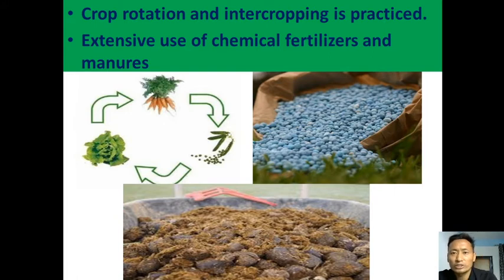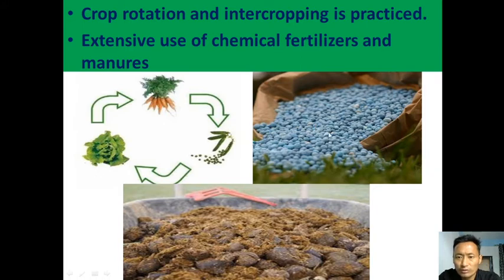Another important thing is they are doing intercropping. Intercropping means cultivation of two crops at the same time on the same field during one season. That means they are cultivating two crops simultaneously in a particular agricultural land. That is called intercropping. So they are practicing crop rotation as well as intercropping. Here they are using extensive chemical fertilizers, in order to make the soil more fertile.